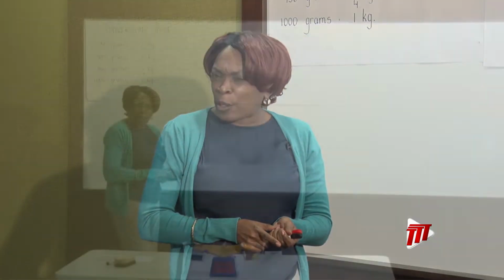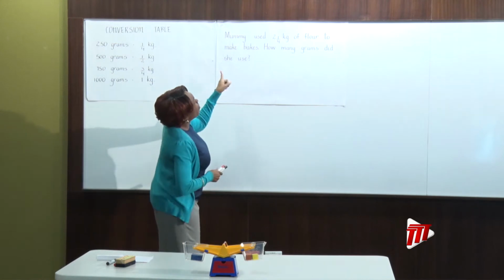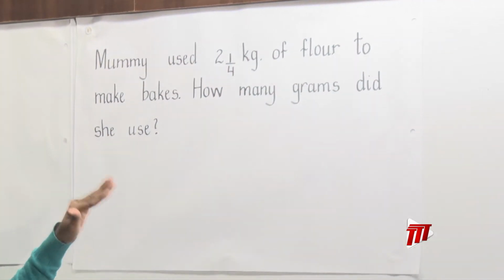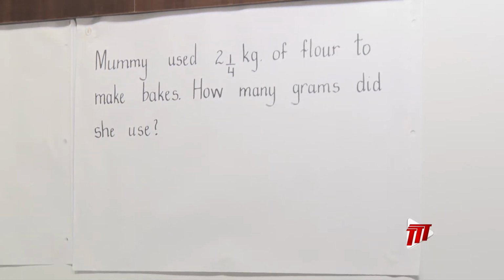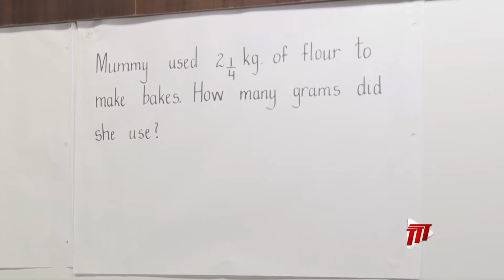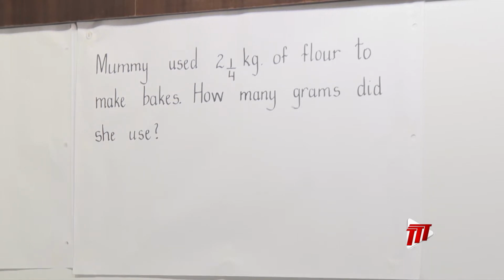All right, question number 1 now. Let's read together. Come with me now. Mommy used 2 1/4 kilograms of flour to make bakes. How many grams did she use? Let's read it again. Mommy used 2 1/4 kilograms of flour to make bakes. How many grams did she use?